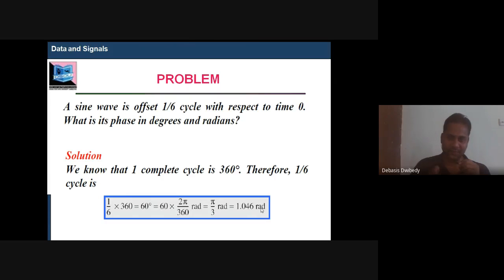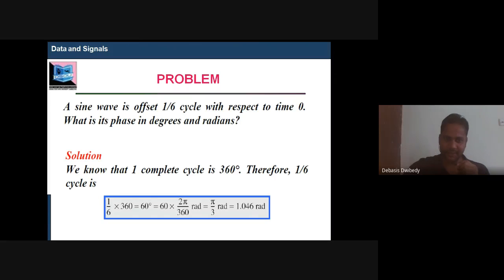If 1/4 of a cycle is shifted, it is called 90 degree of shift. If 1/6 of a cycle is shifted to the left of axis, it is called 60 degree shift. Okay, so phase hum calculate kaise karenge? Pehle hum dekhenge ki kitna cycle shift hua hai. Okay, jaise yahan pe 1 by 6 cycle shift hua hai. So hamara thumb rule ye hoga ki 2 pi radian is equal to 360 degree.